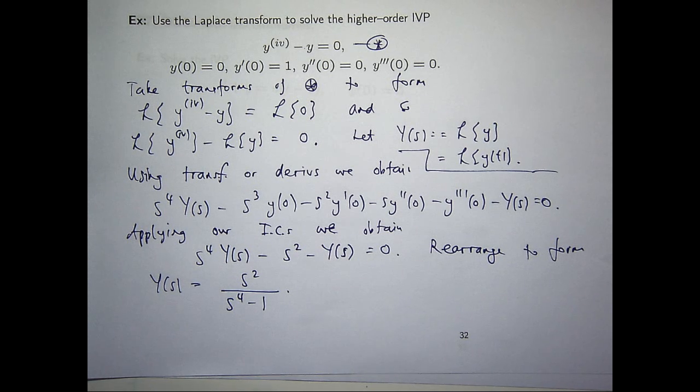Now, if this is the transform of little y of t, how would I get little y of t out of this? Take the inverse transform. So if I can calculate the inverse transform of s squared on s to the 4 minus 1, I actually get the solution to my original problem.